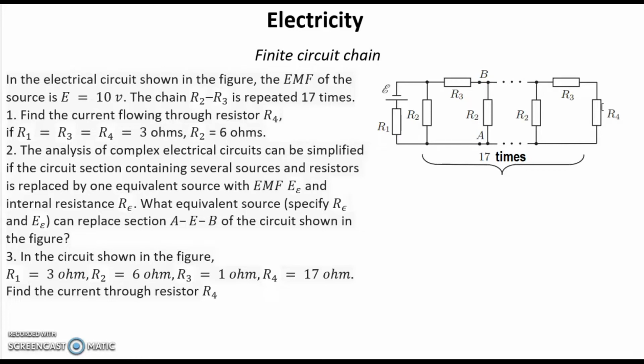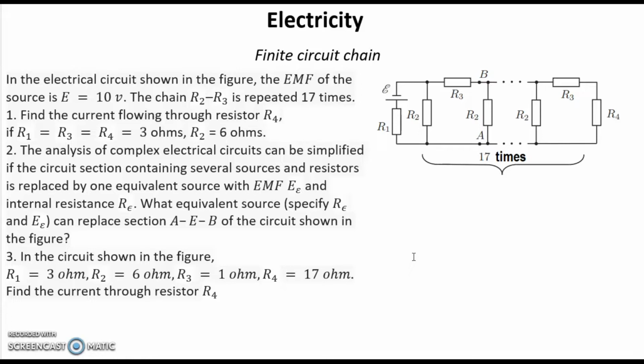Question number 2. The analysis of complex electrical circuits can be simplified if the circuit section containing several sources and resistors is replaced by one equivalent source with the EMF E and the internal resistance R. What equivalent source, specified by R internal and EMF, can replace the section A, E, B, connected to an outside resistance, of the circuit shown in the figure?